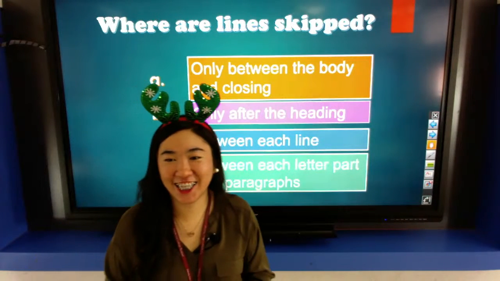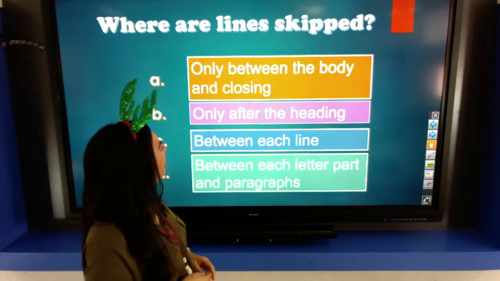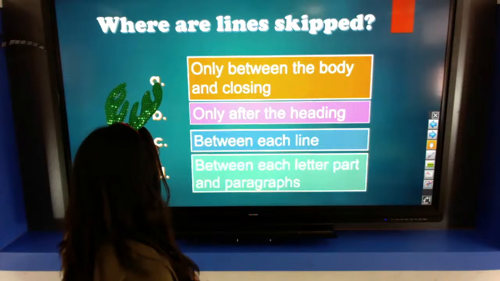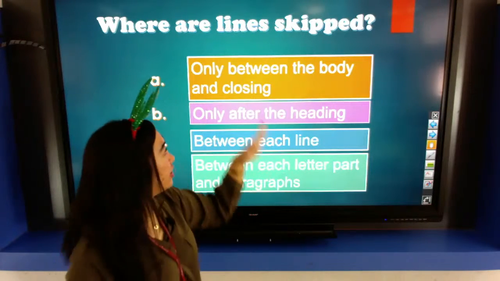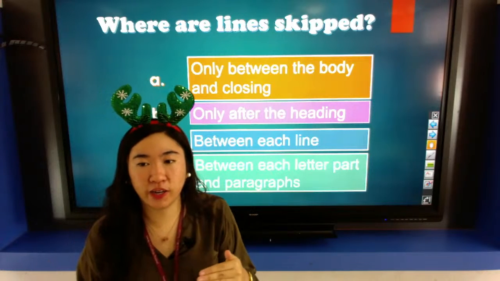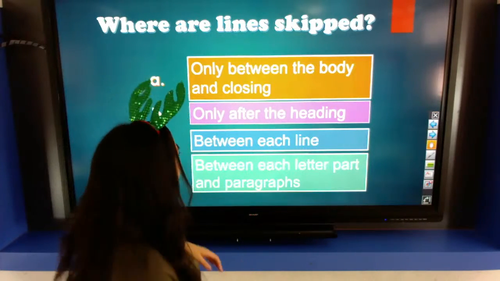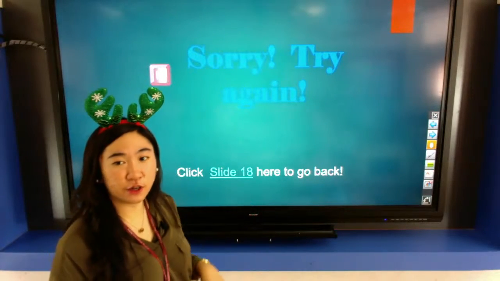OMG, I cannot answer. Night core, you cannot answer, it's okay. You can guess. Which one? Is it letter A? Is it letter B? Letter C? Letter B, okay. Only after the heading, you're going to write space. When you say skip, you are going to write spaces. Letter B, okay, let's try to click letter B. Wrong, letter B is wrong.